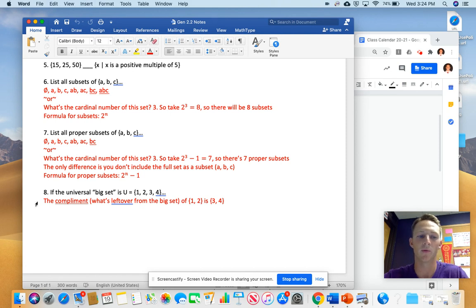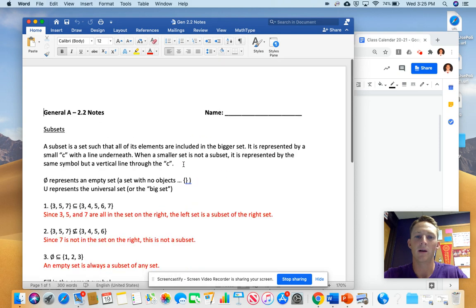So last vocab word, we have the complement of a set. The complement is just the opposite, right? Kind of yin and yang. So if they're asking for the complement of the subset 1 and 2, what's the opposite of 1 and 2? Here in the universal set, if we take away 1 and 2, what's left over? 3 and 4. So the complement of 1, 2 would be 3, 4. What would be the complement of 1, 3? 2, 4. Kind of like that.